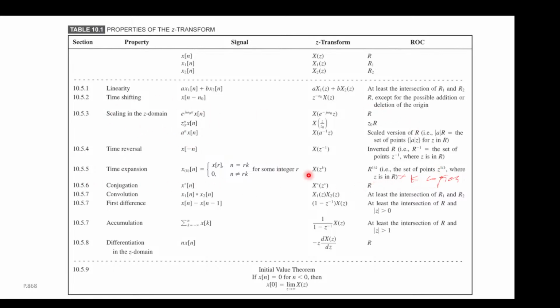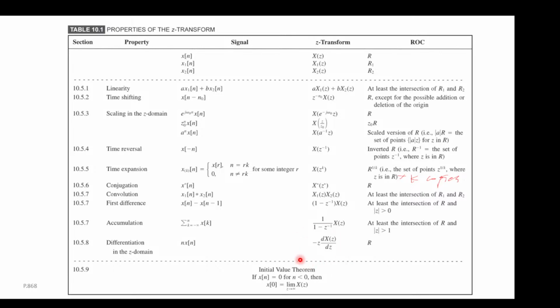As you see, we start with this weird time expansion property where the ROC becomes R to the 1 over K. You compress your ROC to the 1 over K's power, but you also need to have K copies, because you compress the angle to 1 over K, but the angle should always be from 0 to 2 pi. Okay, and so conjugation, convolution, first difference, accumulation, differentiation, etc.